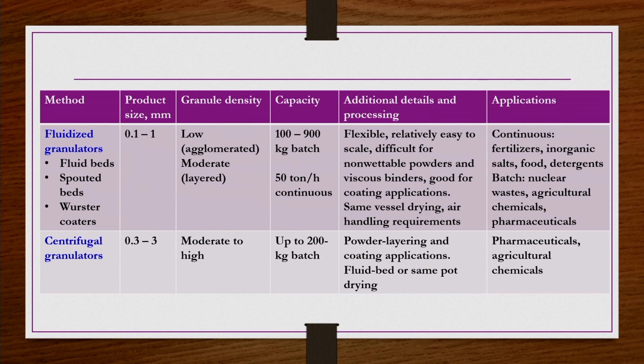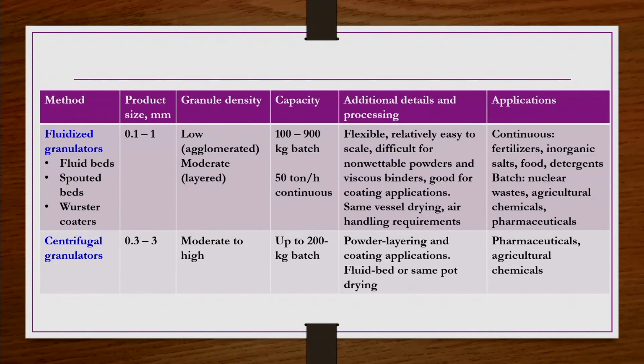The next method of size enlargement is the centrifugal granulators. Here also they are granulators because the agglomeration is taking place by agitation. Agitative action is causing agglomeration, granule formation. In the case of centrifugal granulators, centrifugal forces are the ones which are providing the required agitation.